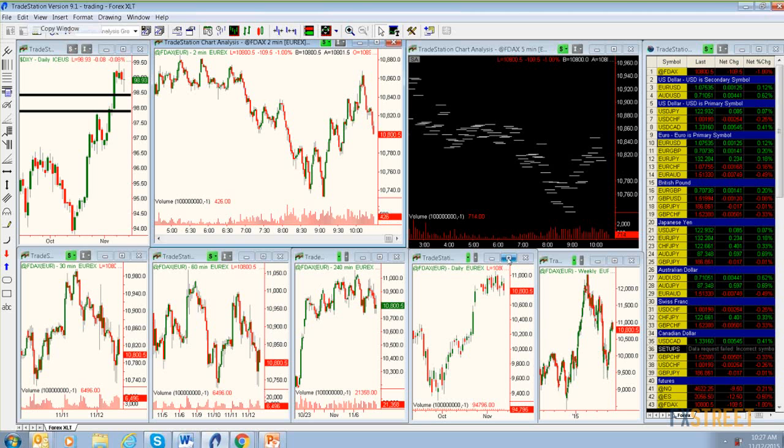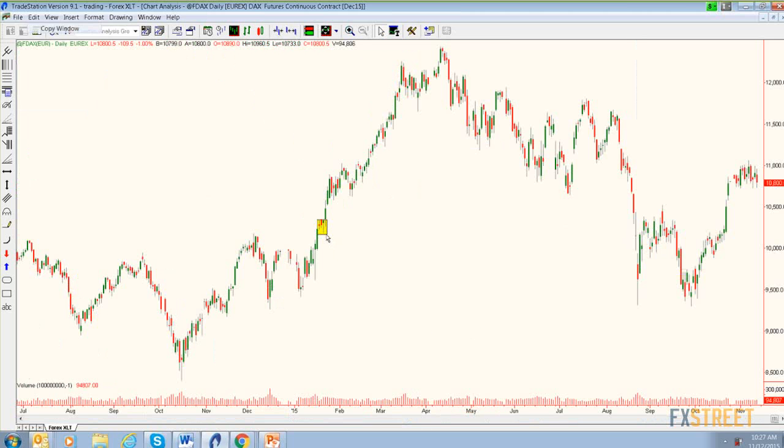So if we go to the very large time frame, the daily, just so you can see where prices are at and what's going on. The DAX is a great market, though. Great, great market. So if we go there.